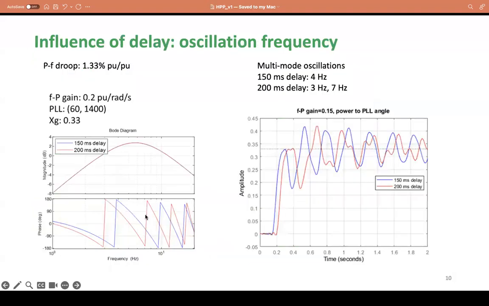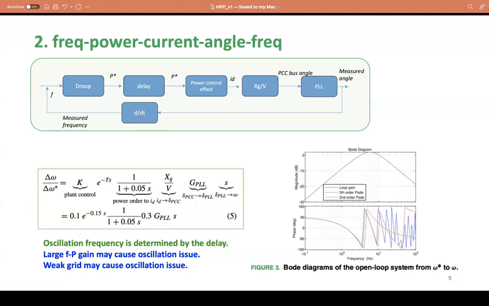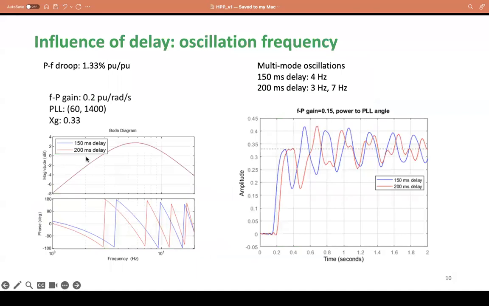So let's look again at a couple of sensitivities, like the influence of delay. Similarly, if we have a larger delay, then the frequency will push to the left. So here it's 3 hertz versus 4 hertz. With a 150 millisecond delay, it's 4 hertz, and with a 200 millisecond delay, it's like 3 hertz. But in this case, you can see the peak value is somewhere higher.